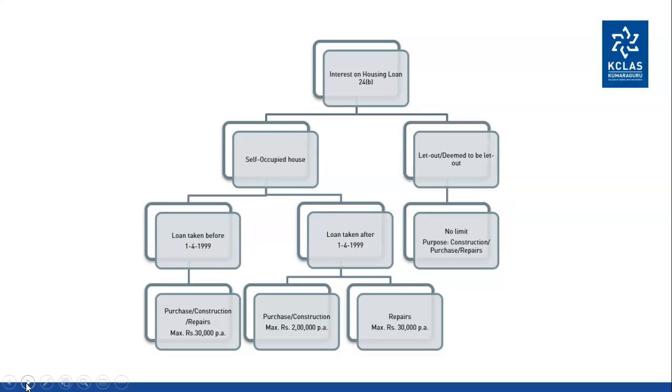Now let us look at the maximum limit which has been specified for interest on loan. So if there is a loan which has been taken with regards to construction of self-occupied house, it is classified under two headings. One is loan taken before 1-4-1999, the other is loan taken on or after 1-4-1999. If the loan is taken before 1-4-1999, interest on loan is allowed up to a maximum of rupees 30,000. The purpose of loan may be either for construction, purchase, repairs, renovation or extension, etc. If the loan is taken on or after 1-4-1999, the purpose has to be looked at. If the purpose is for purchase or construction of the house property, interest on loan is allowed up to a maximum of 2 lakh, provided the following conditions are fulfilled.